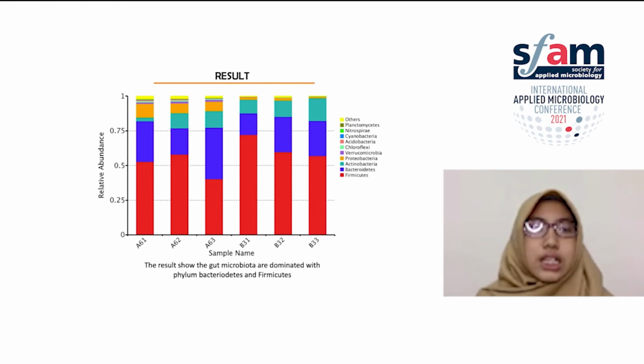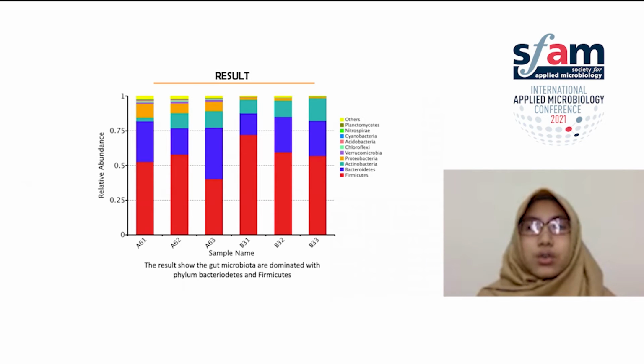And after that, we will look at group A first. In group A, there is an increase of Firmicutes after 4 weeks, and then a decrease again in the 8th week. While for Bacteroidetes, there is a decrease in the 4th week, but an increase in the 8th week.